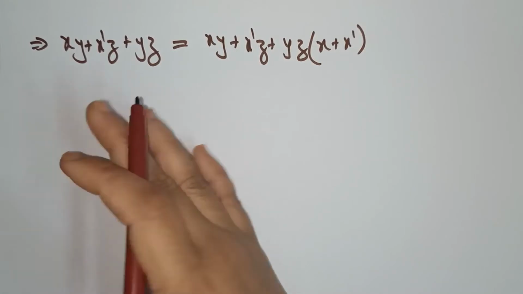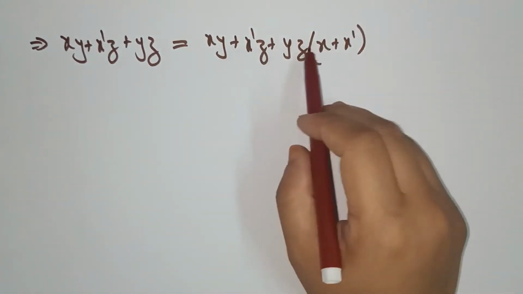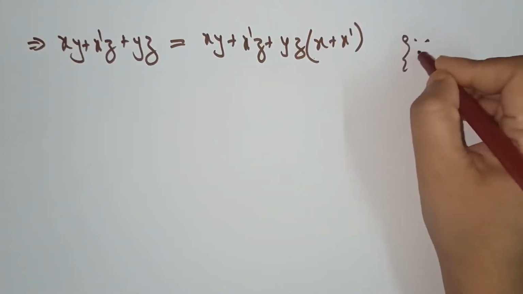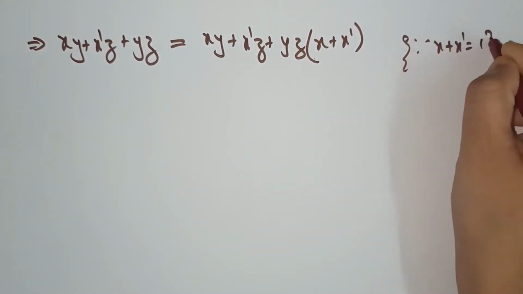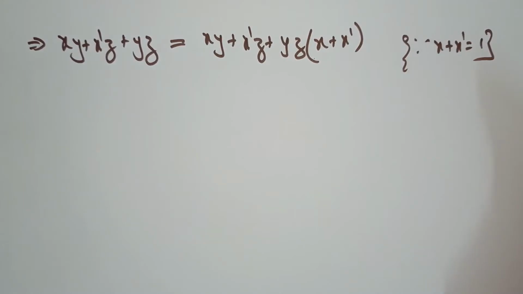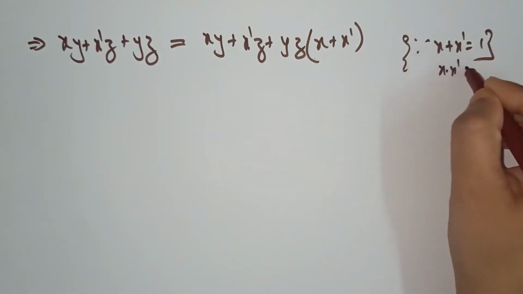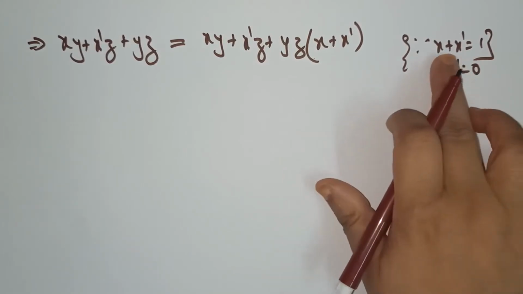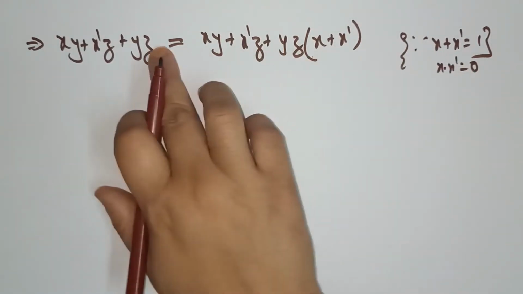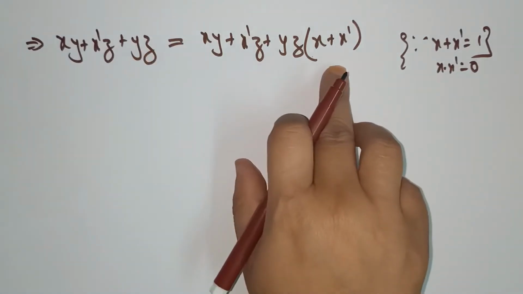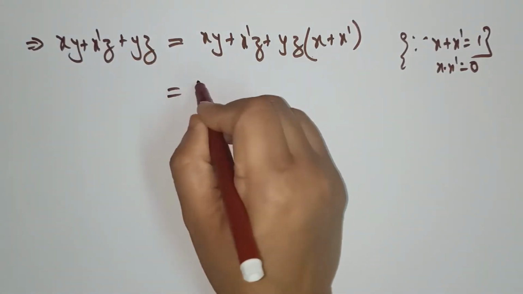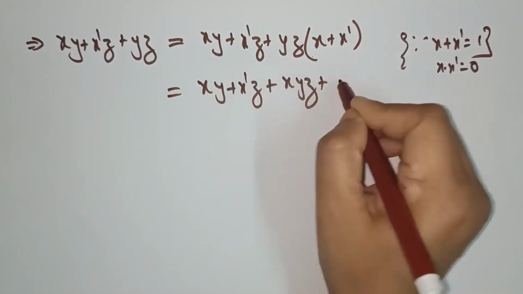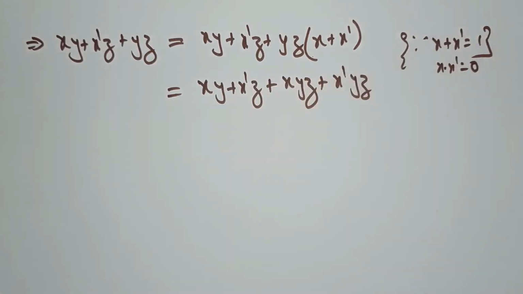So let me reduce the equation by adding x plus x dash. Anyhow we know that x plus x dash is equal to 1 only. Y plus y dash is equal to 1 and x into x dash is equal to 0. So this is also another formula: x into x dash is 0. So yz into 1 is nothing but yz into (x plus x dash). Now xy plus x dash z plus xyz plus x dash yz. So this is what I get.